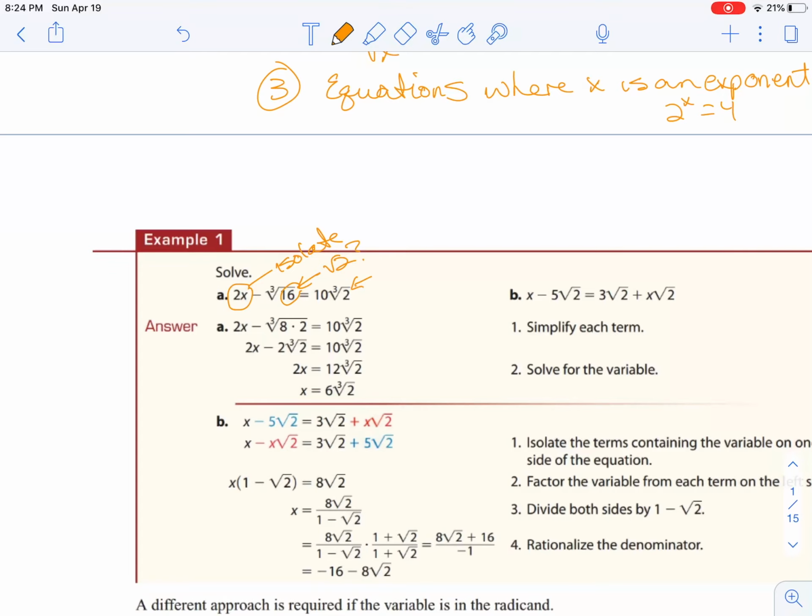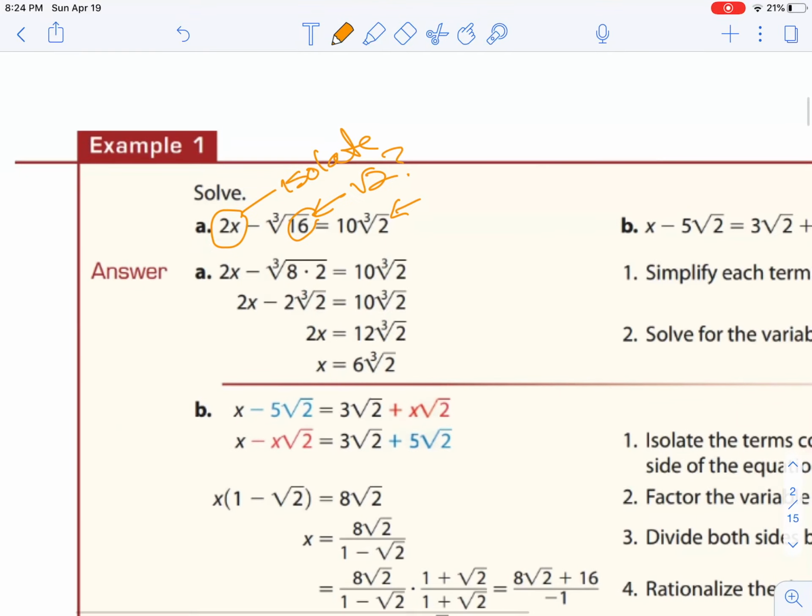And how are we going to do that? So let's see how they did it. Let me enlarge this a little bit for you. They reduced the cube root of 16 first. So they've reduced that to the cube root of 8 times 2, because the cube root of 8 is 2. So therefore, the cube root of 16 really is 2 times the cube root of 2.